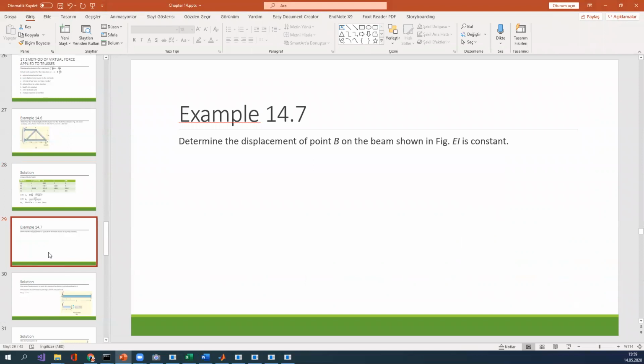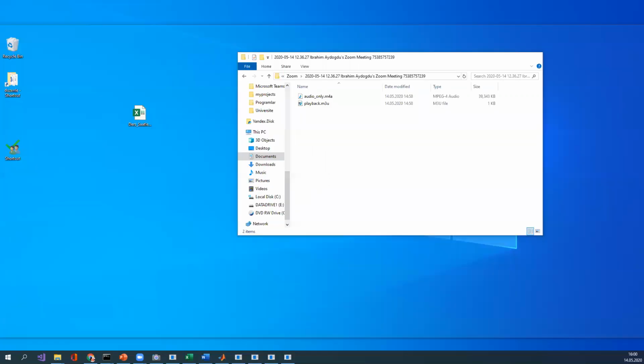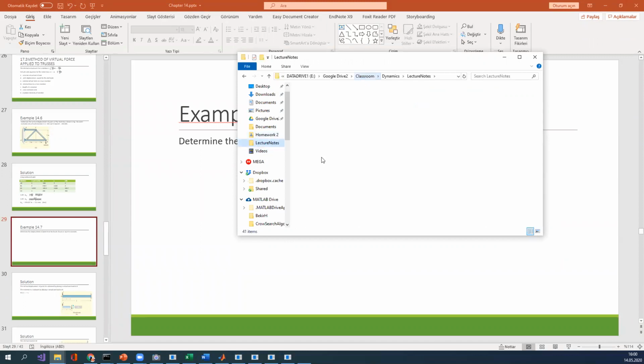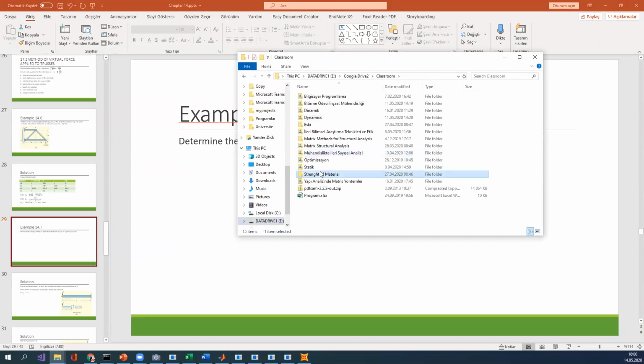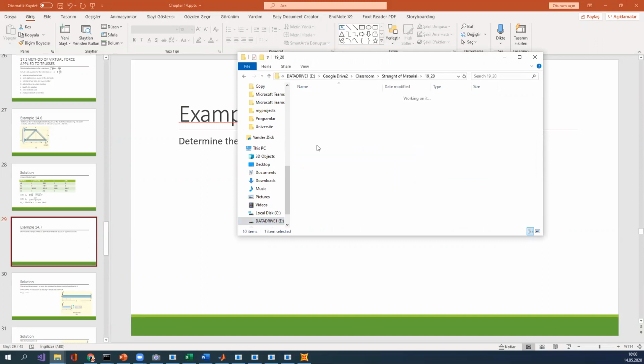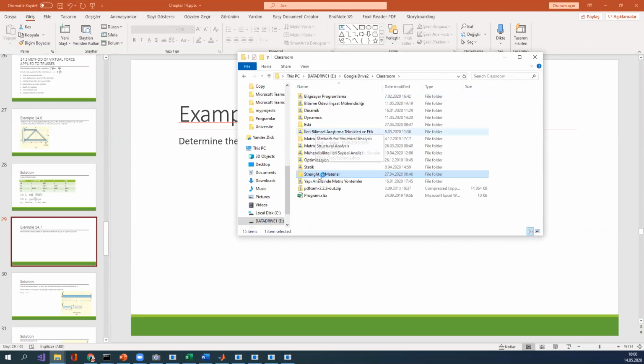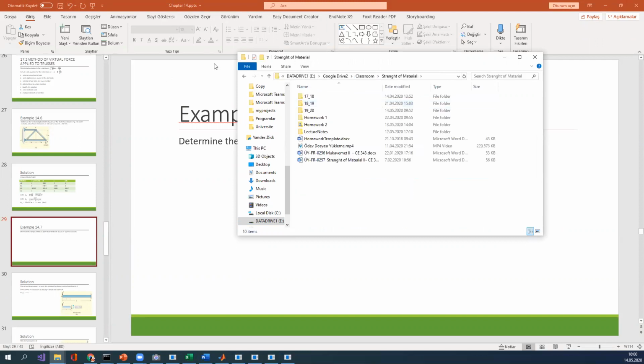Also, the shape is missing. Determine the displacement at the point on the figure. The figure is not available here. Just give me a few seconds to find the formulation in the lecture notes, dynamics and strength of materials. Yeah, not this one. Strength of materials. Come here, like this.